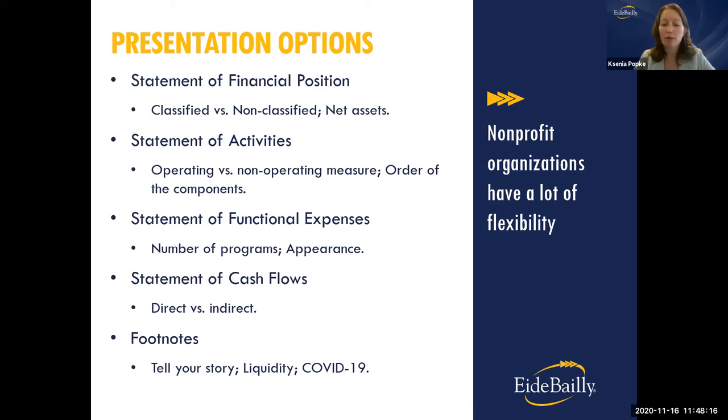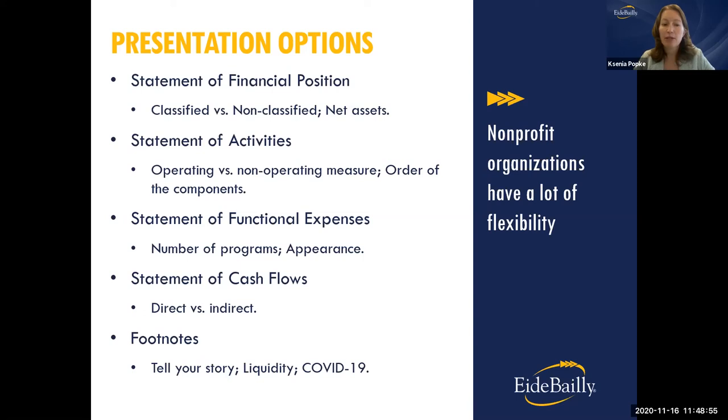It is possible to create a slightly different presentation by breaking out various restrictions on your net assets, board designations, and those net assets invested in property, plant, and equipment to come up with an undesignated balance that is a lot less than your total, telling the story that a lot of your net assets are invested in various purposes and you still need those funding dollars. On the statement of activities, you have a lot of flexibility. There is no real order of the different components that's required, and I'm going to show you a few examples of that and discuss the operating and non-operating measures.